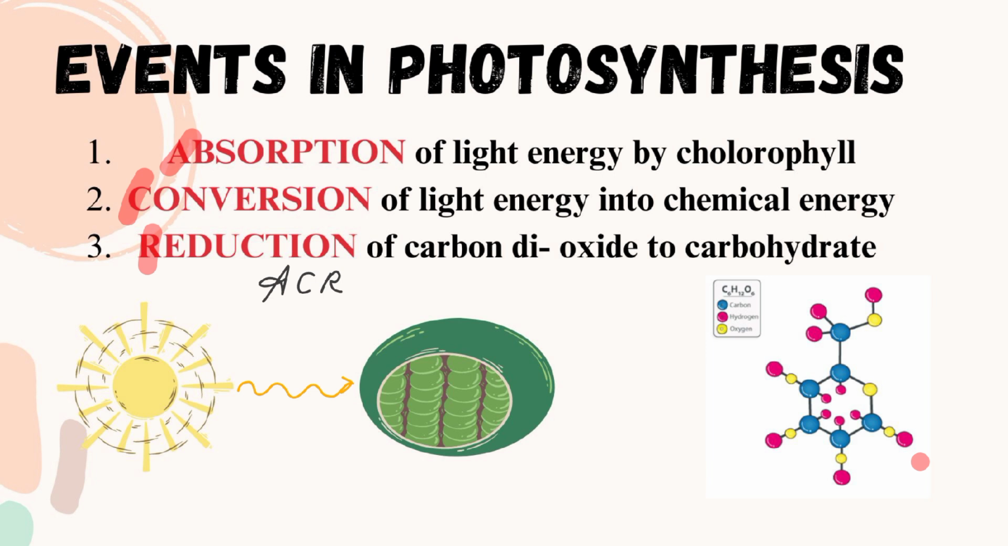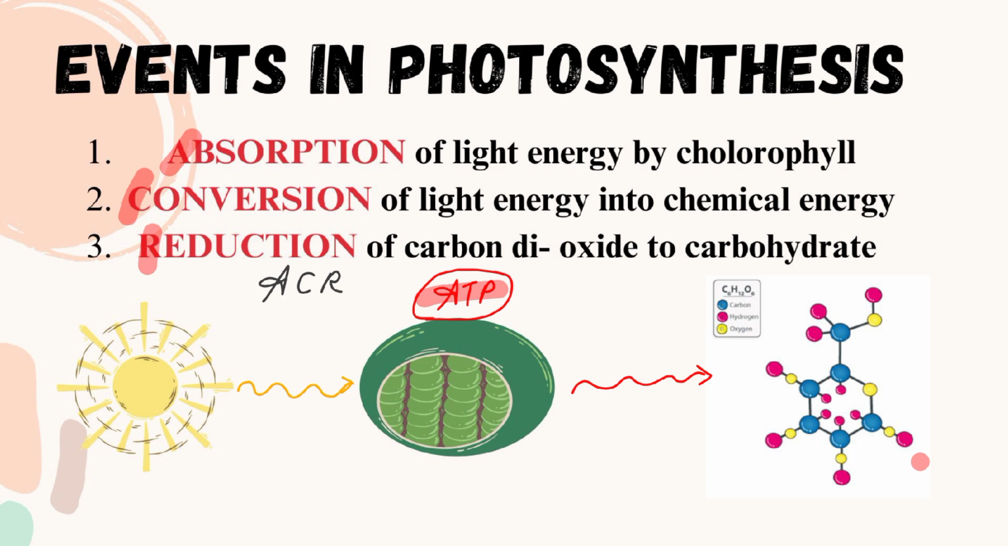And this absorbed light energy is converted into chemical energy. Chemical energy is in the form of ATP, adenosine triphosphate. The light energy is converted into chemical energy, which is called the ATP. This ATP is used for the reduction of the raw material carbon dioxide into carbohydrate. Okay, this ATP is used for converting carbon dioxide to carbohydrate.